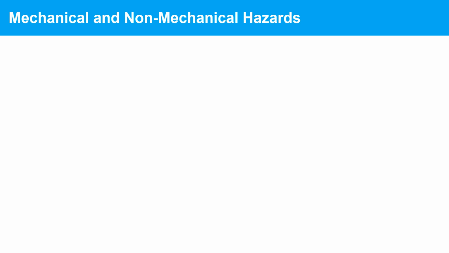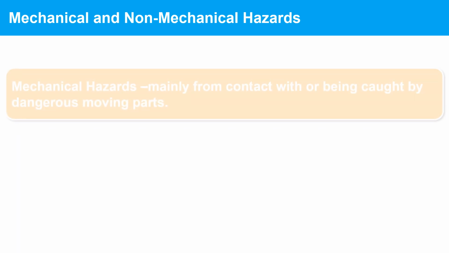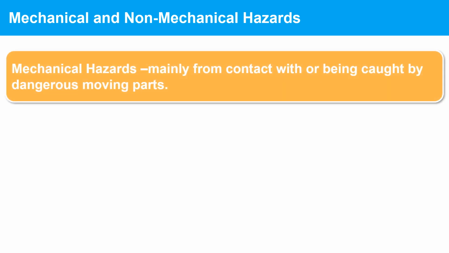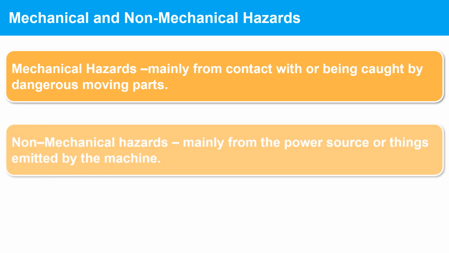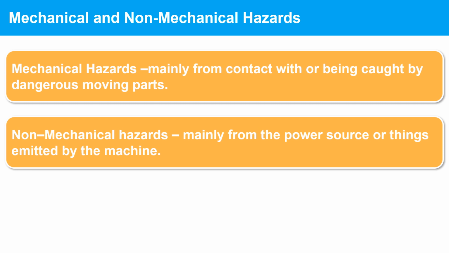The hazards of machinery can be divided into 1. Mechanical hazards, mainly from contact with or being caught by dangerous moving parts. 2. Non-mechanical hazards, mainly from the power source or things emitted by the machine. This follows ISO 12100, 2003, Parts 1 and 2, Safety of Machinery.